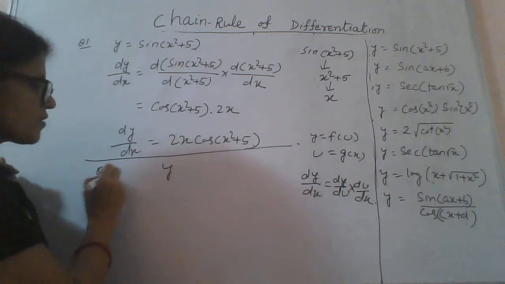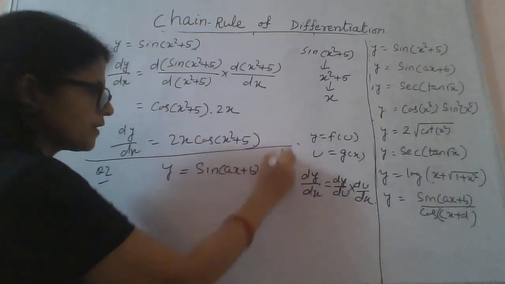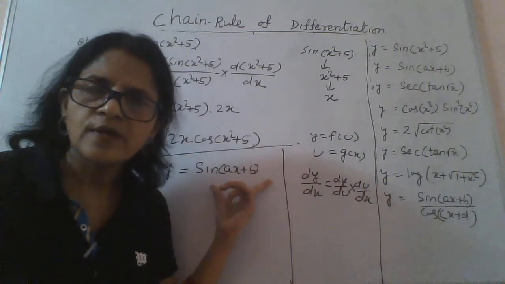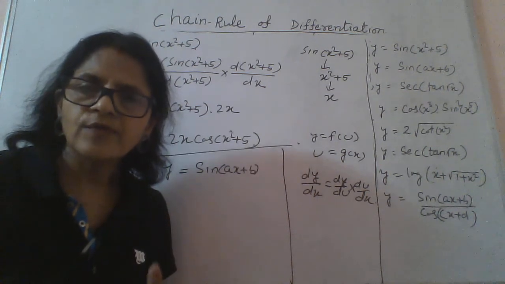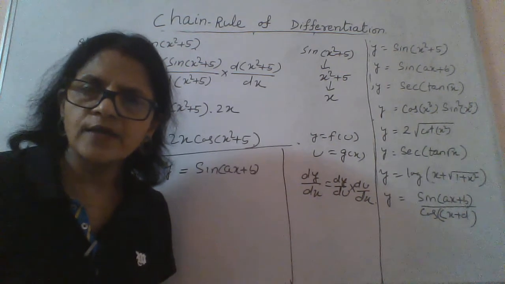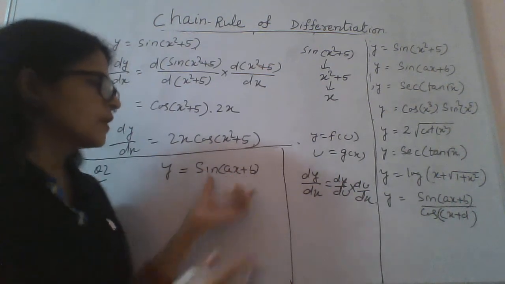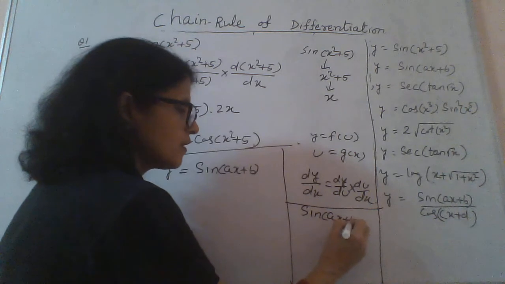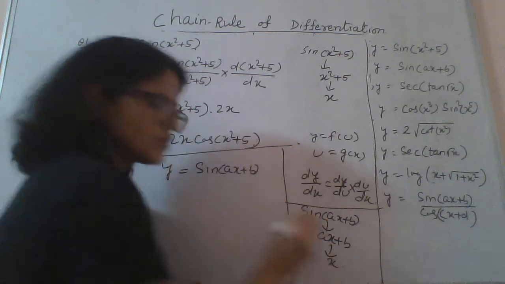Our second question is y is sin(ax plus b). Again, sin(ax plus b) is a function of what? Whenever you say sin theta, it is a function of theta. Whenever you say sin y, it is a function of y. Whenever you say sin t, it is a function of t. Whenever you say sin(ax plus b), it will be a function of ax plus b. So sin(ax plus b) is a function of ax plus b, and ax plus b is a function of x.